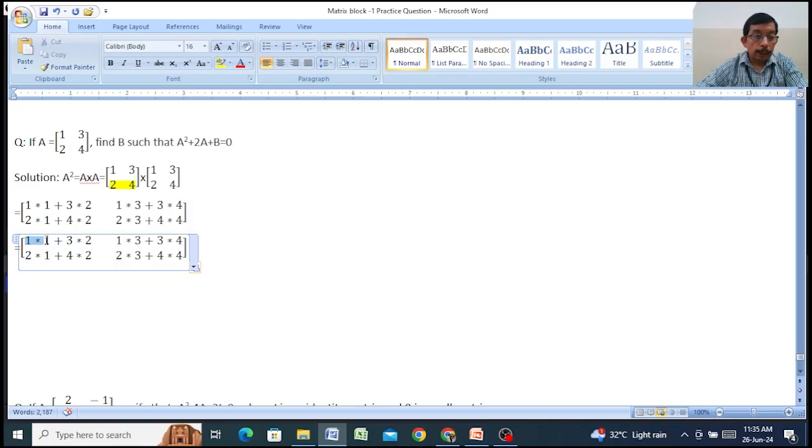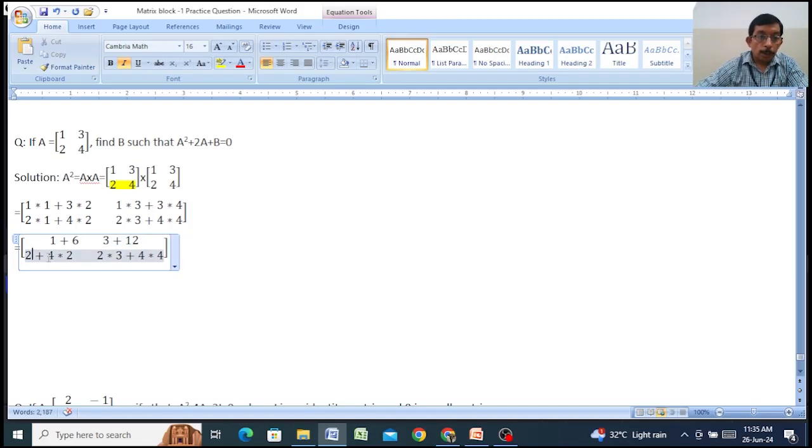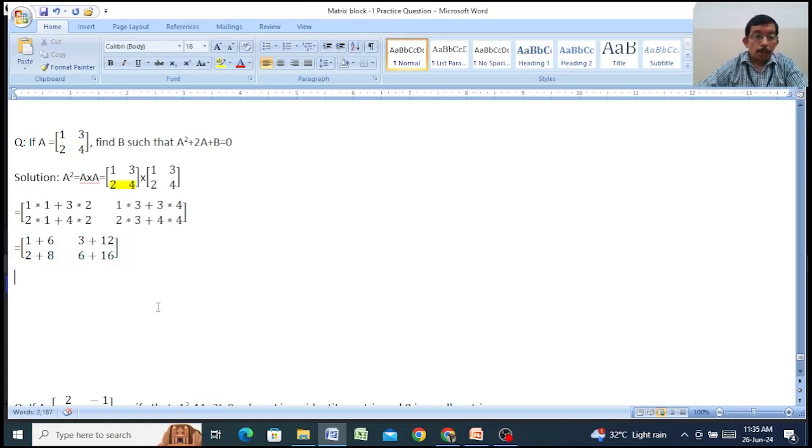1 multiplied by 1, the result is 1, note down 1 in the same position. 3 multiplied by 2, result is 6. 1 multiplied by 3, result is 3. 3 multiplied by 4, result is 12. 2 multiplied by 1, result is 2. 4 multiplied by 2, result is 8. 2 multiplied by 3, result is 6. 4 multiplied by 4, result is 16. The multiplication of single elements is complete.